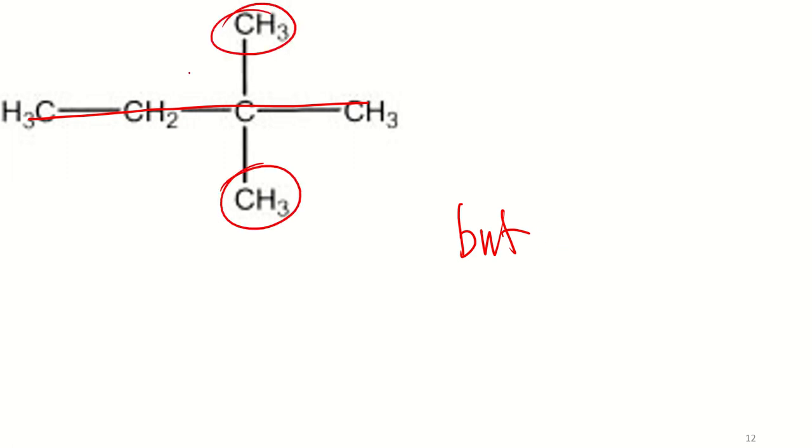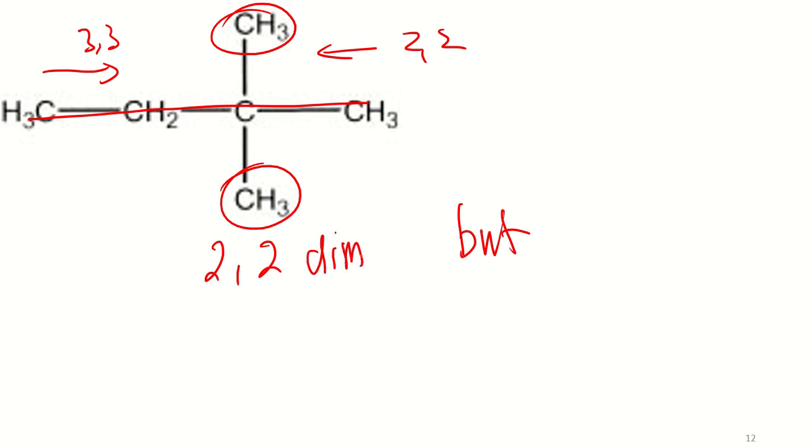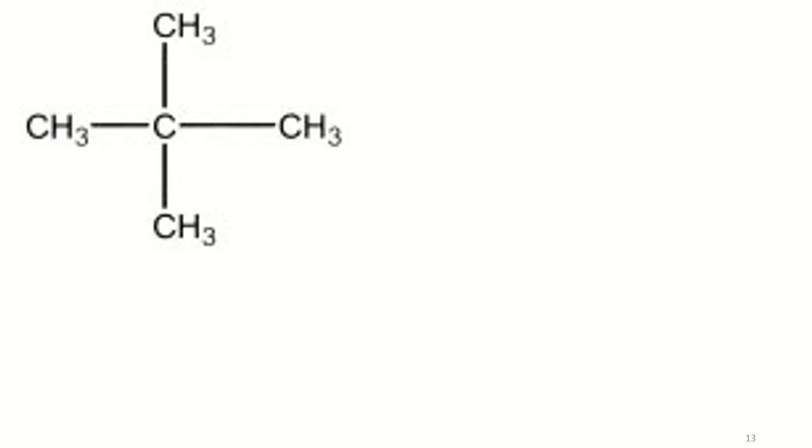Let's look at this one. So again, our longest chain is 4, so we're going to have a but. We have 2 CH3 groups. Numbering in this direction, we would have 3, 3. Numbering in this direction, we would have 2, 2. So we always go to 2, 2. I have methyl groups, but I have 2 of them this time. So I need to remember to put my dimethyl in there. And it's a but. It's all carbon-carbon single bonds, and it's an alkane. So it's a 2, 2 dimethyl butane.